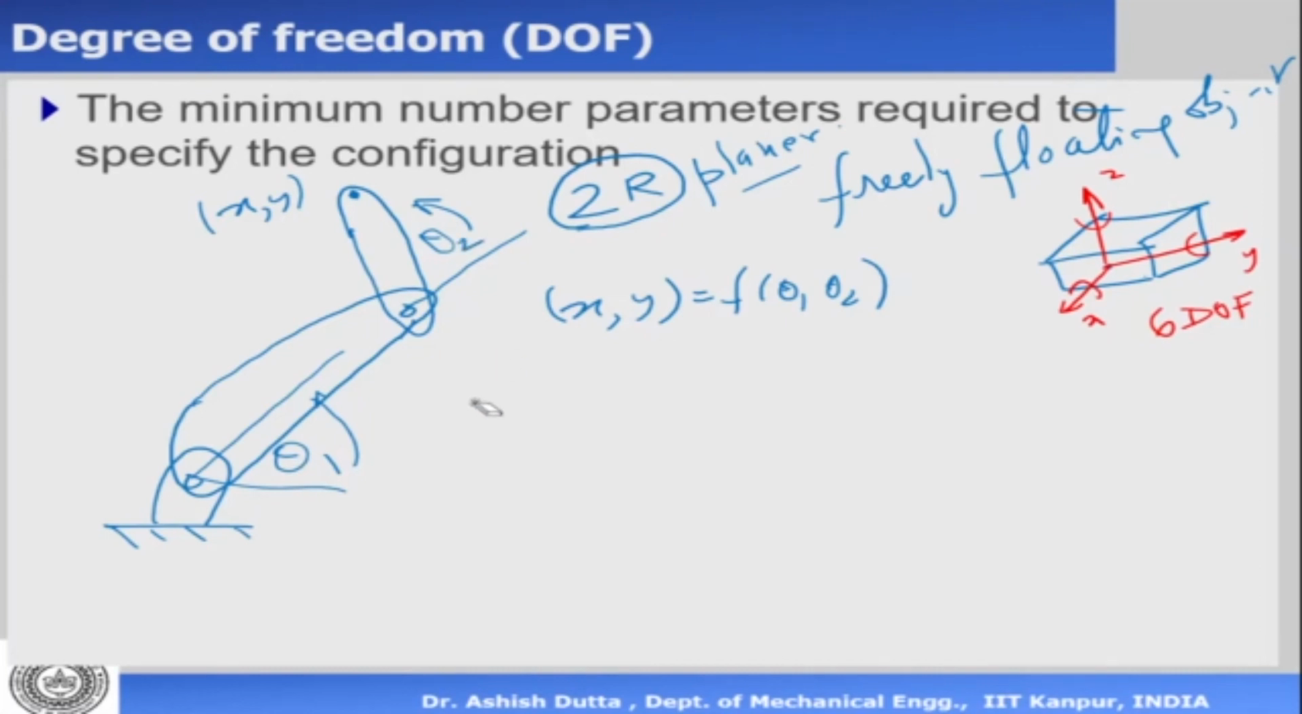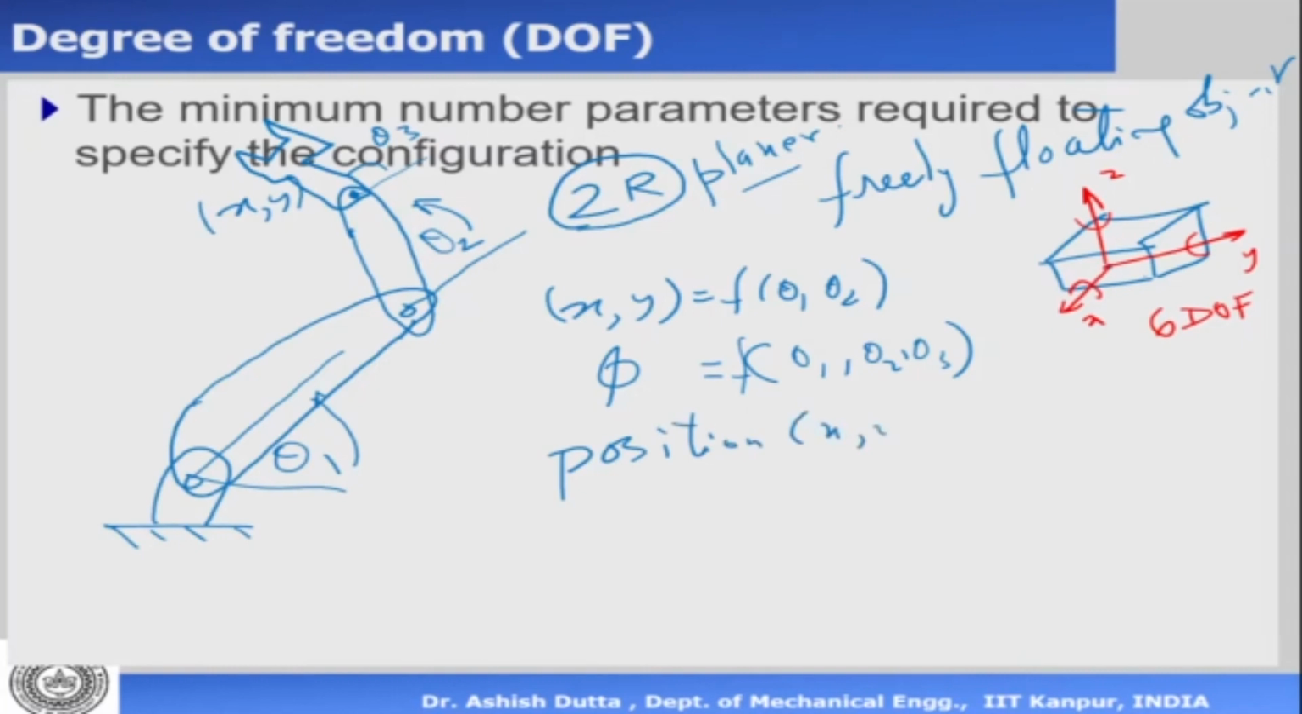Now suppose I add a gripper in here. Say I'm putting one gripper here like this. So this is a gripper now, and this gripper angle is now my theta 3. Then we can say that the final angle that the gripper is making, phi, is a function of theta 1 plus theta 2 plus theta 3. So in this case, we are defining the position, which is given by x and y, and I'm defining the orientation, which is given by phi.